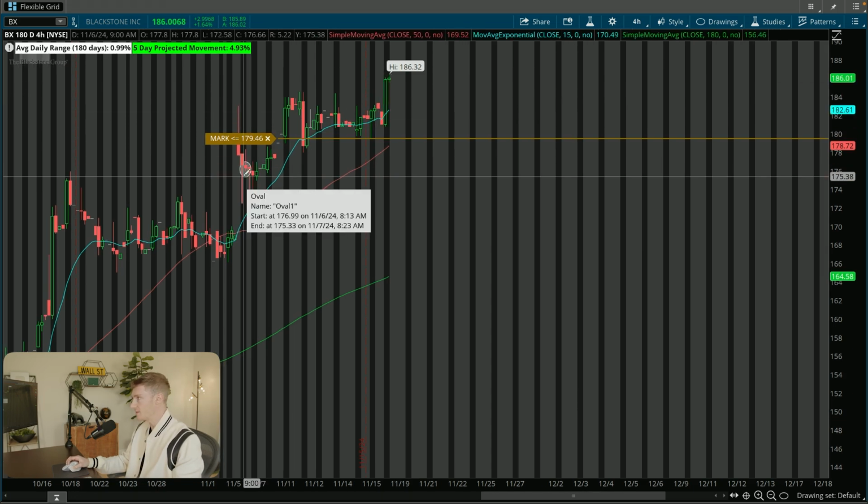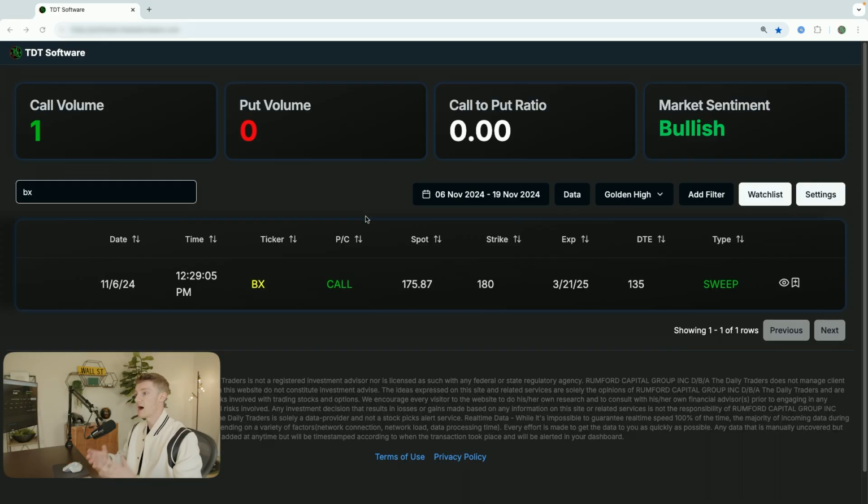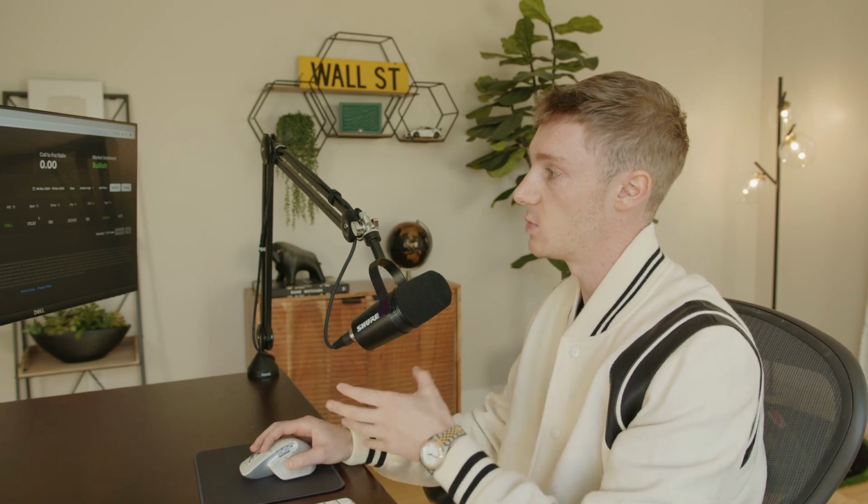So why did I get in BX? How did I find BX? Great question. Well, I used my software. This is what I like to call my edge in the market. This is how I figure out what stock I'm going to trade and what direction to bet on it going. And in a lot of cases, I'll buy the same exact option contracts.